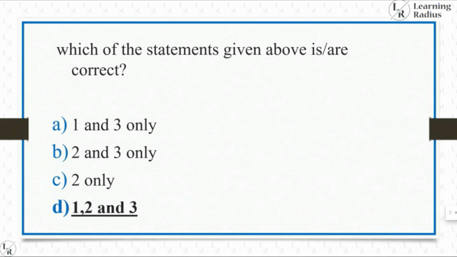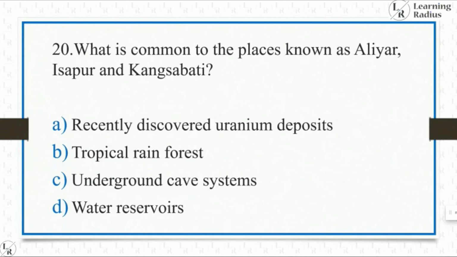Let's come to the next question. What is common to the places known as Aliyar, Isapur, and Kangsabati? Recently discovered uranium deposits, tropical rainforest, underground cave system, or water reservoirs. It's a current affairs question. The answer is D, that is water reservoirs. Aliyar is in Tamil Nadu, Isapur is in Maharashtra, and Kangsabati is in West Bengal. So it's a current affairs related question, and the answer is water reservoirs.